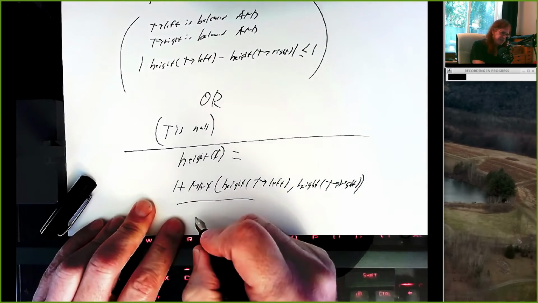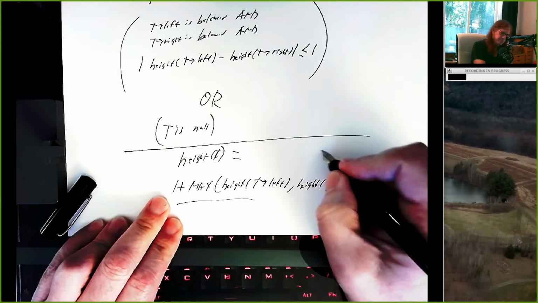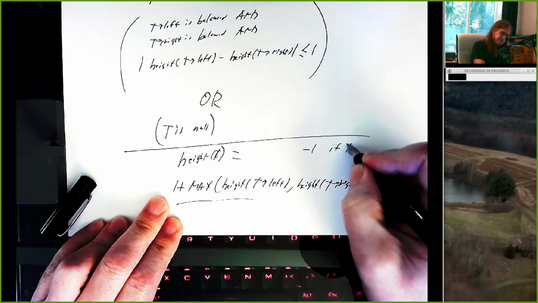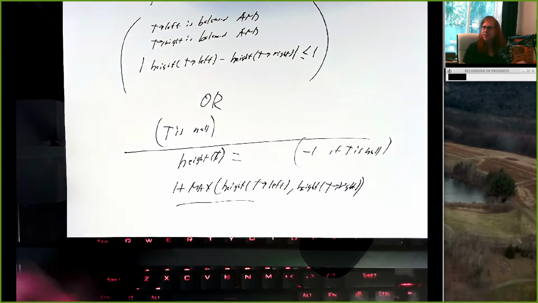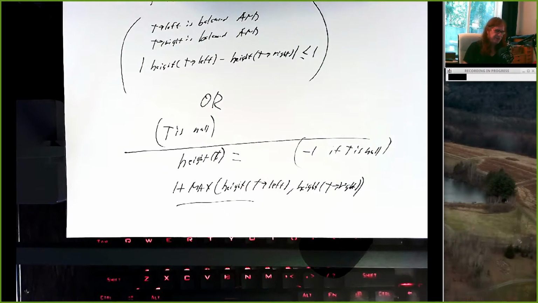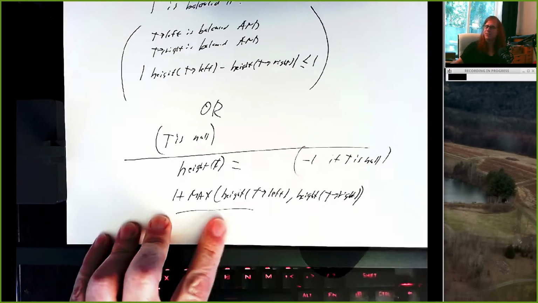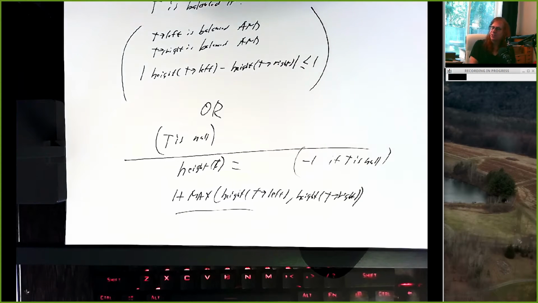With a base case, -1 if T is null. So first check, see if it's null. If it's not, then calculate the height of the left and right subtrees. Whichever one is larger, add 1 to that and return that.